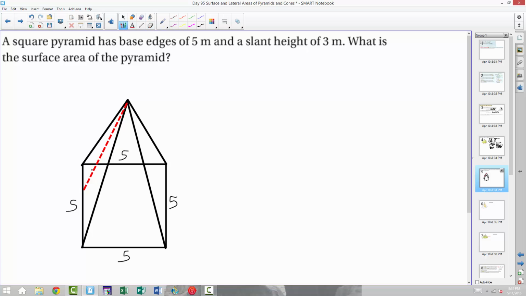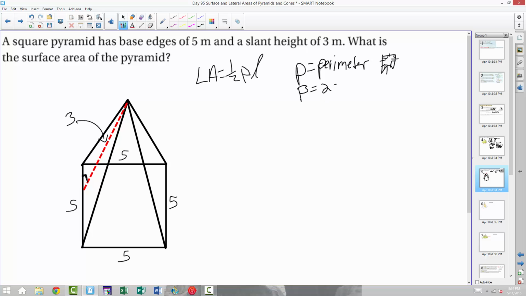Remember, the slant height will be the altitude of the triangle on the lateral face. And the slant height, this dotted line, is 3. I want the surface area of this square pyramid. Well, I need to find the lateral area, which is half times the perimeter times the slant height. P is the perimeter of the base, which is a square. I need the perimeter of the square, which is 20. Add up all your sides.